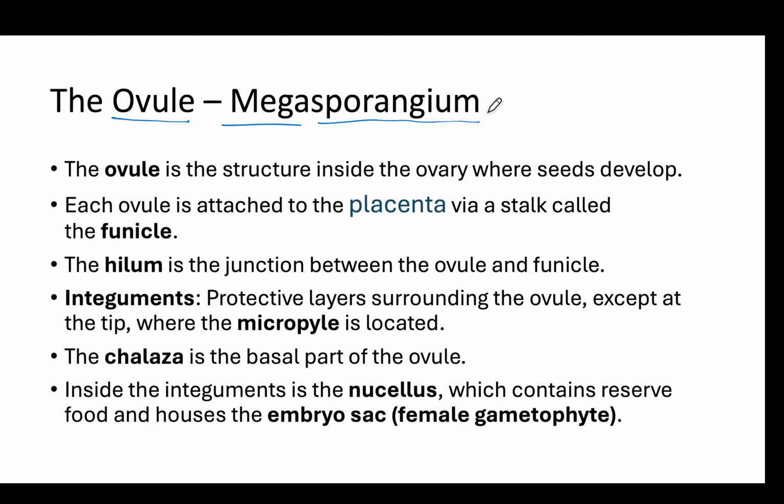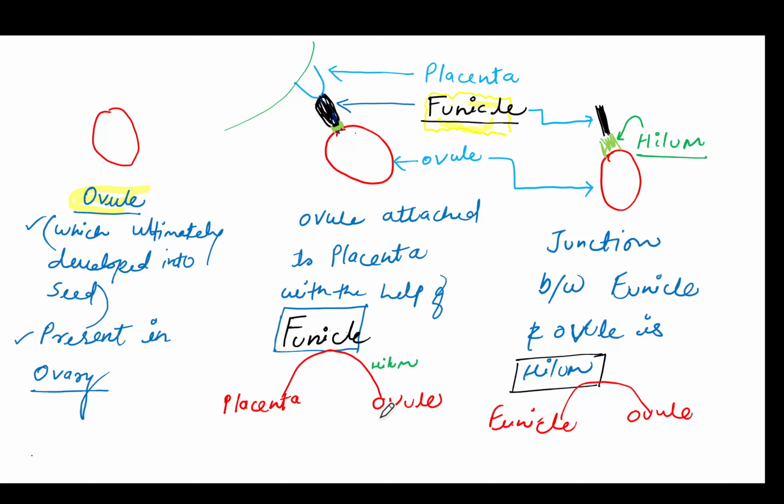So now this part contains the structure of the ovule, which is very important. There are a lot of small words that you need to remember. These words are ovule, funicle, hilum, integument, micropyle, chalaza and nucellus, and ultimately the embryo sac, that we will learn one by one. So first we'll try to learn the structure of the ovule with the help of a diagram.